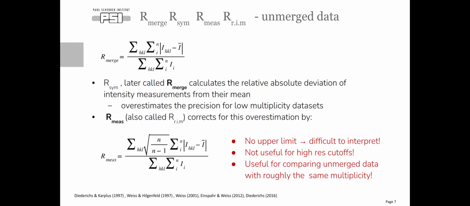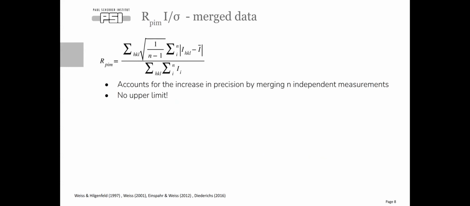Also, it's only useful to compare unmerged data. So if you want to go downstream the processing line, if you do want a structure solution or these things, you want to have a look at your merged data and not your unmerged data. If we have a look at R factors for merged data, we have RPIM, which has an additional correction factor that accounts for the increase in precision by merging several independent measurements. But again, we have the problem that this R factor also has no upper limit.